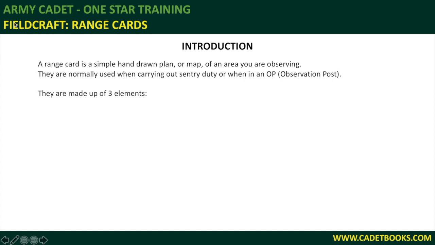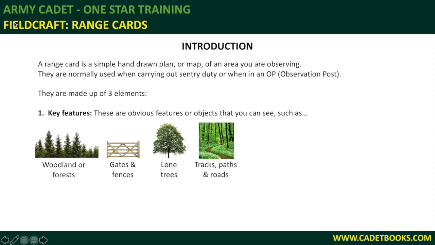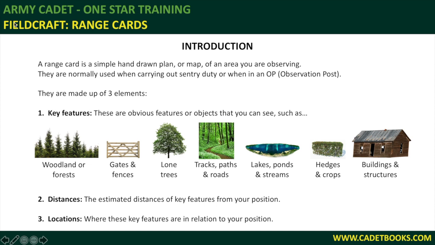They are made up of 3 elements. 1. Key features. These are obvious features or objects that you can see, such as woodland or forests, gates and fences, lone trees, tracks, paths and roads, lakes, ponds and streams, hedges and crops, buildings and structures. 2. Distances. The estimated distances of key features from your position. 3. Locations. Where these key features are in relation to your position.